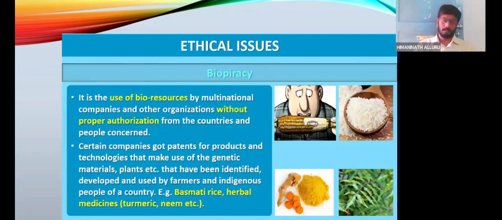Next, biopiracy. Not only basmati rice, even turmeric and neem. Take the example of the recent issue of Maharashtra farmers with the PepsiCo company. One type of potato that we eat in packaged chips, that company sued the farmers because they were trying to grow that type of potato in their agricultural field. The farmers had to face legal action, but that potato was actually native to India.